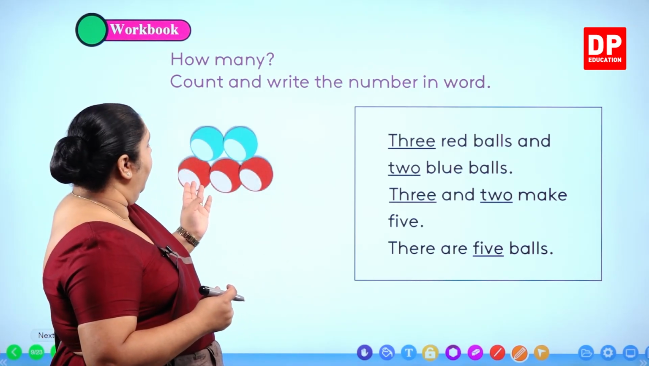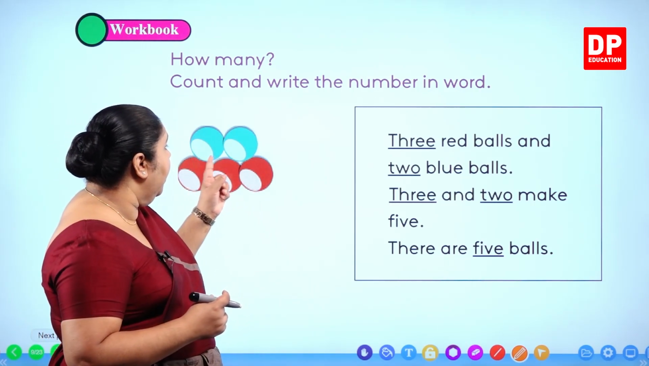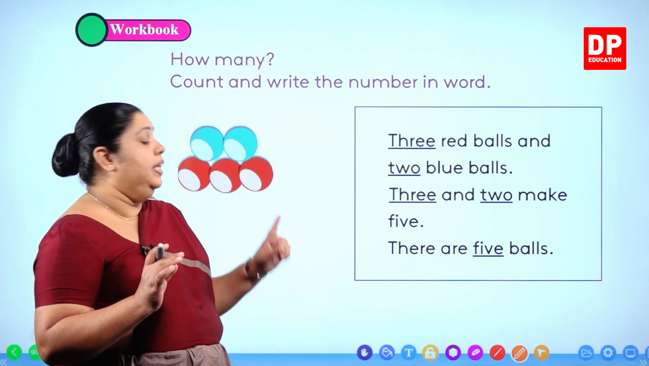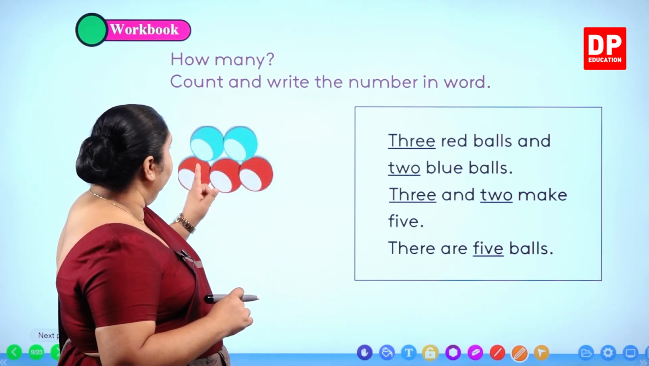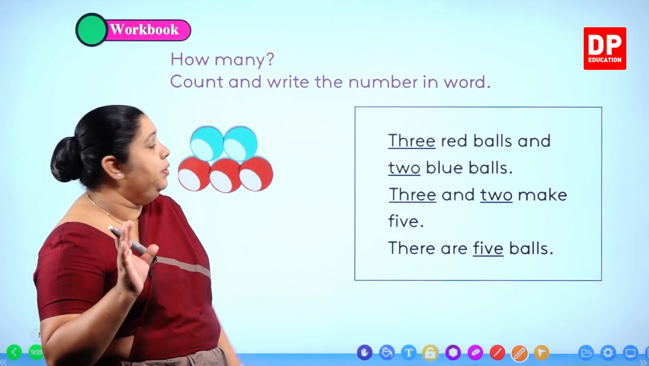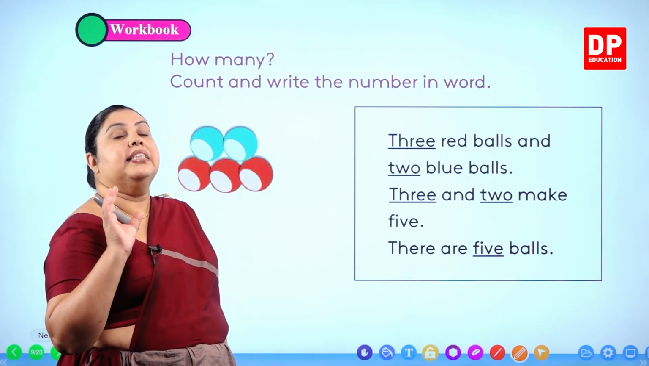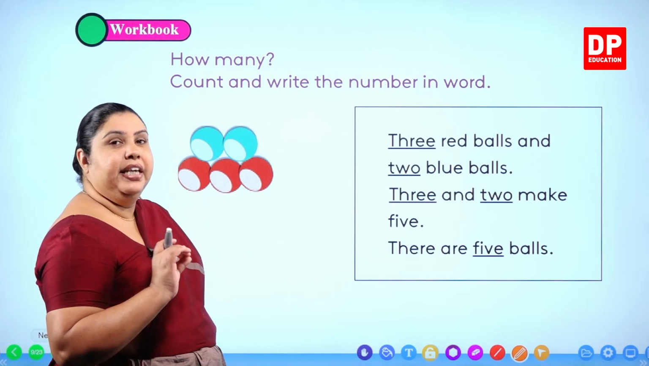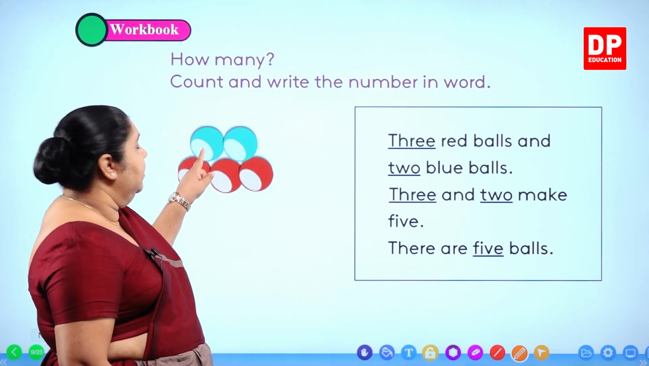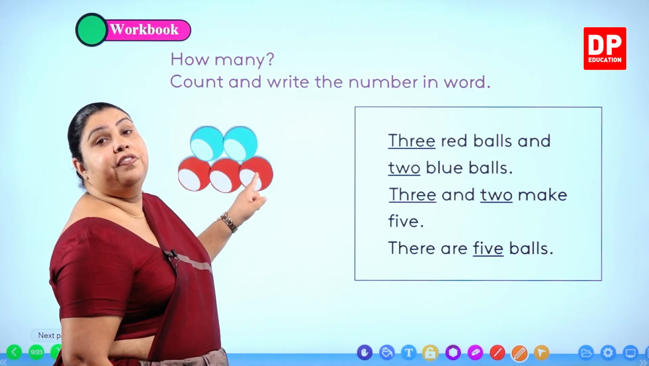Now these are balls, maybe tennis balls. There are balls in 2 different colors. Now can you see? Just take a look at these balls. Before we move on to that side, let's count the numbers. Let's count the number of balls here we have in our picture. 1, 2, 3, 4, 5.